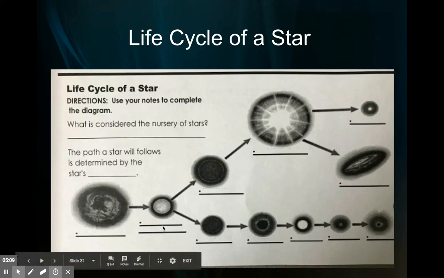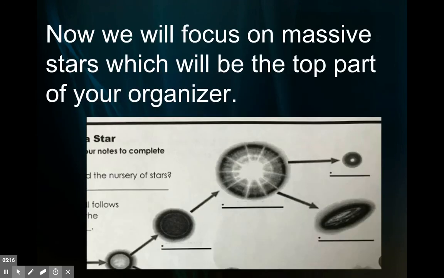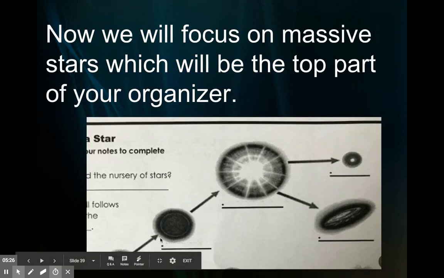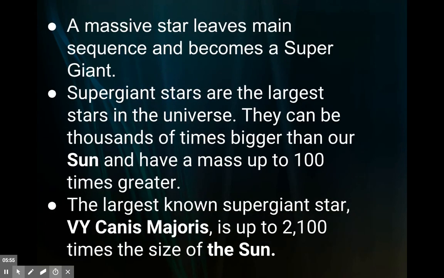So we have nebula, main sequence. All right, now we will focus on massive stars, which will be the top part of your organizer. So go ahead and focus on this section right here. This is the section that we're going to focus on. And if you want, you can write the word massive above it, because this is going to be where the massive stars go after main sequence. Every star goes to main sequence, and then it goes to a different place that is based upon its mass, right? A massive star leaves main sequence and becomes a supergiant.